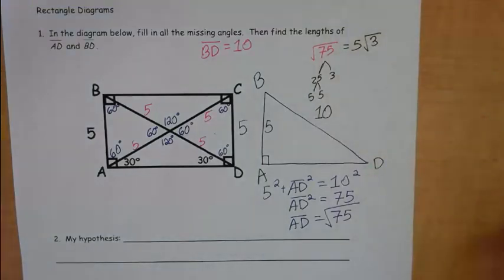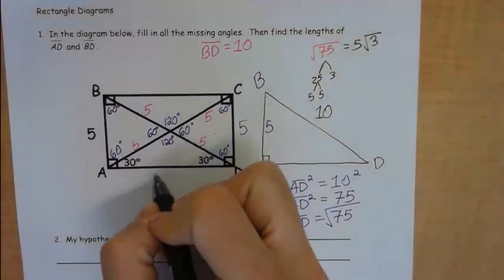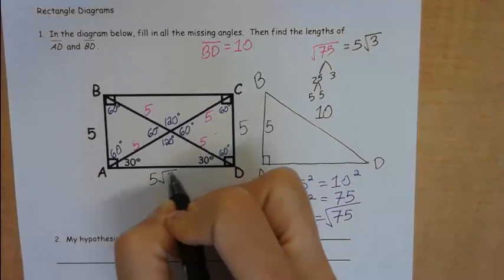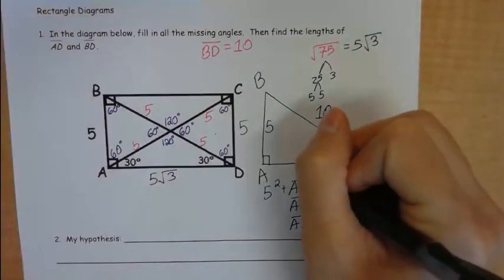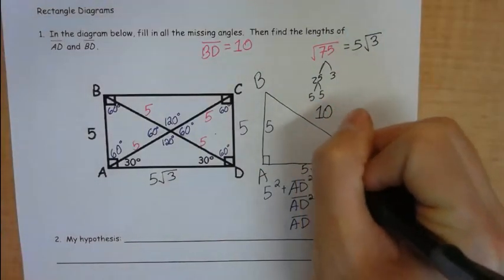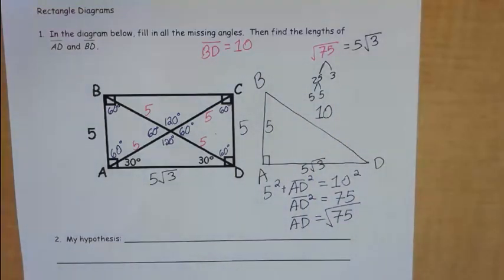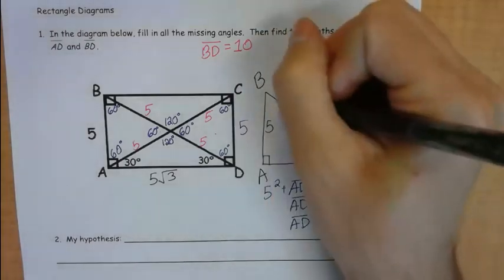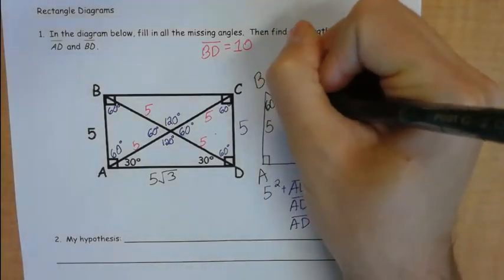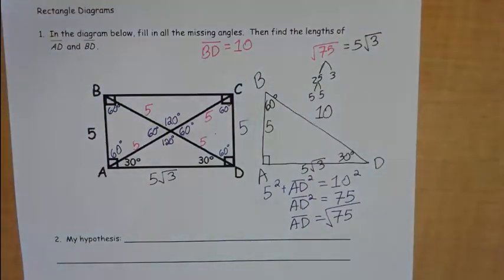So we've now figured out that AD is 5 times the square root of 3, 5 times the square root of 3. And on this triangle we just made, we can also fill in some angles, like we have a 30-degree angle and a 60-degree angle. And this is going to demonstrate the pattern that we're going to be looking for.